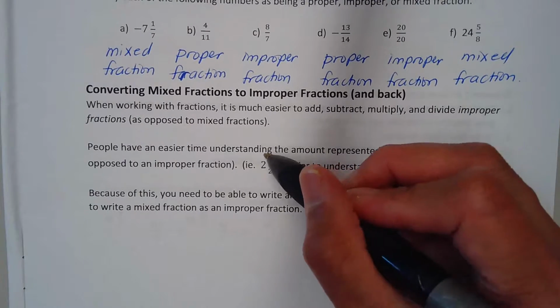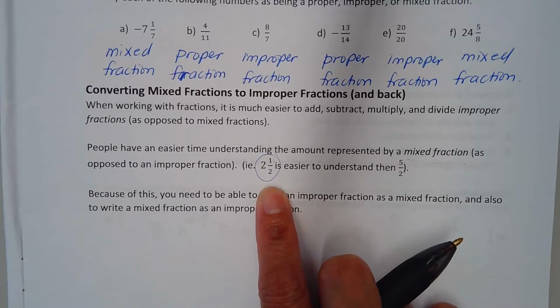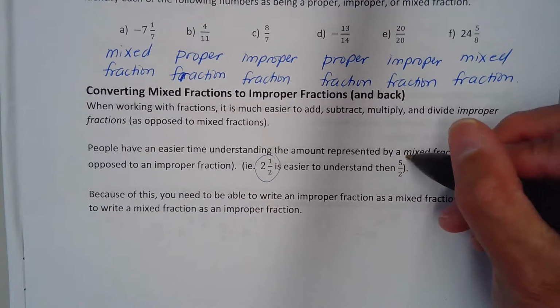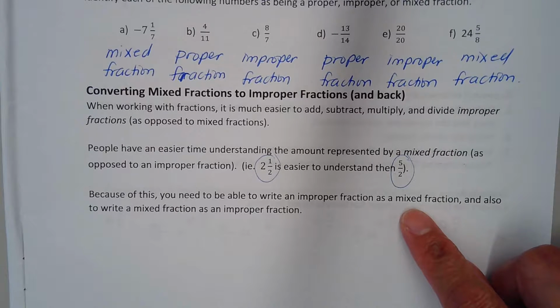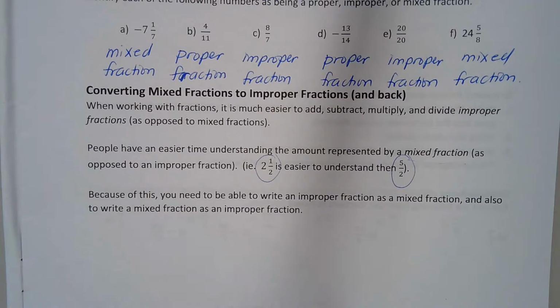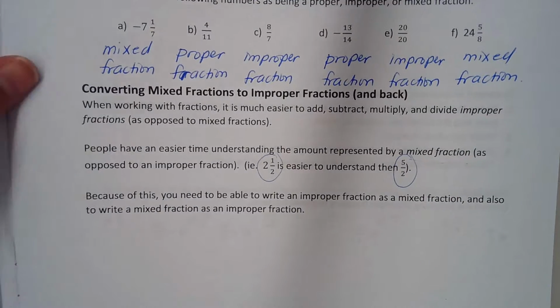So this one is easier to understand, right? 2 whole things and a half more. So 2 1/2, that's easy. But if somebody writes down 5 halves, it's not as easy. You gotta think about, like, what's 5 halves? It's hard to keep that in our mind. So we could switch back and forth from improper to mixed, and then from mixed to improper.